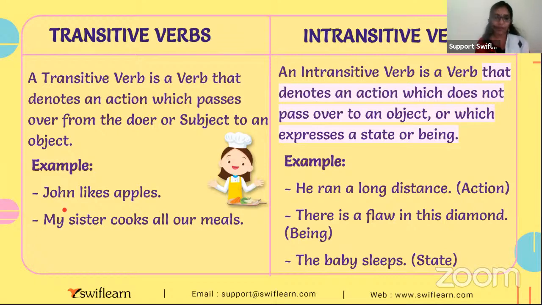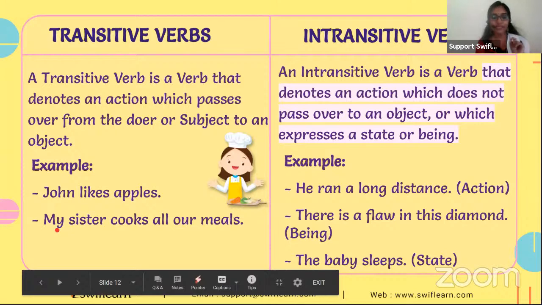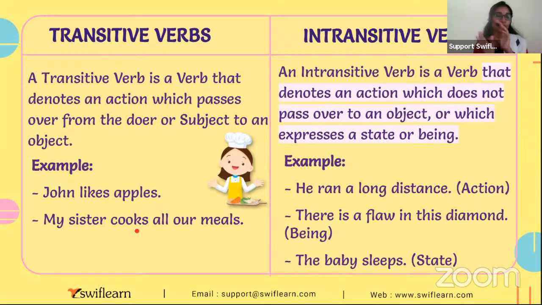And we have another example. My sister cooks all our meals. Here the subject is my sister and the object is meals. We are using a transitive verb, which is an action, cooks. The action cooks is passing from the subject sister to the object meals. That's why we call this a transitive verb. I hope this transitive verb is clear to everyone. Okay, fine. So let's move on to the intransitive verb.